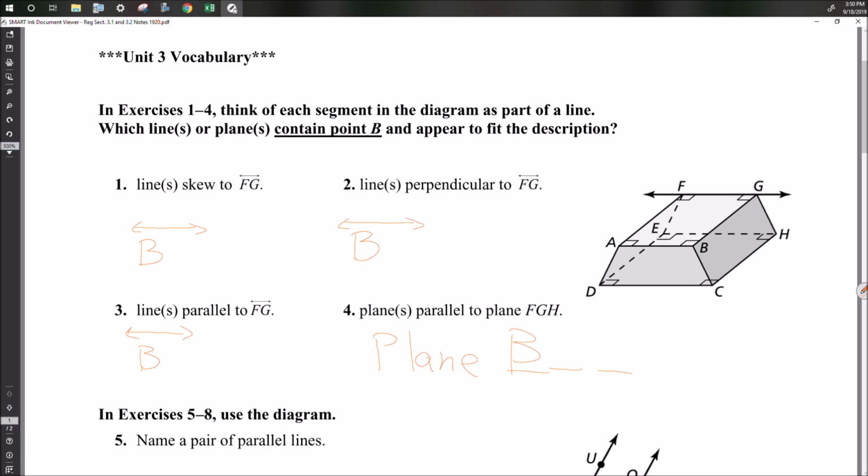and figure out what line or lines are skew to line FH in number 1 that contain B, that are perpendicular to line FG containing B, and are parallel to line FG containing B, and then which plane or planes are parallel containing B.